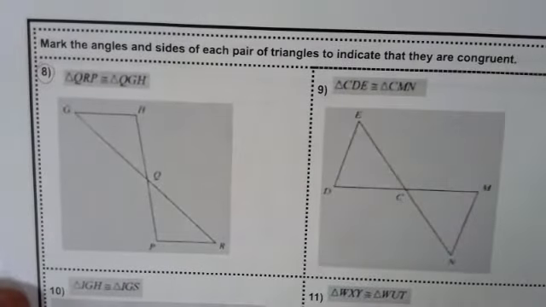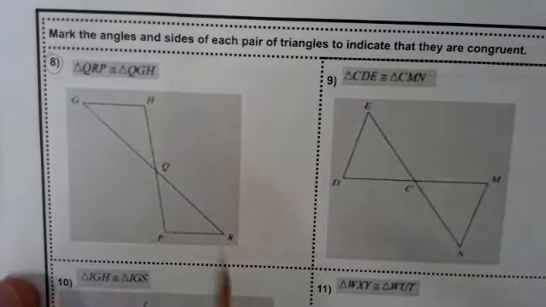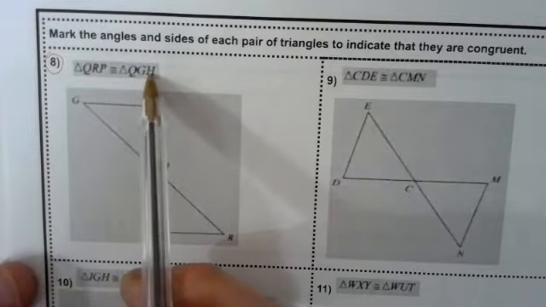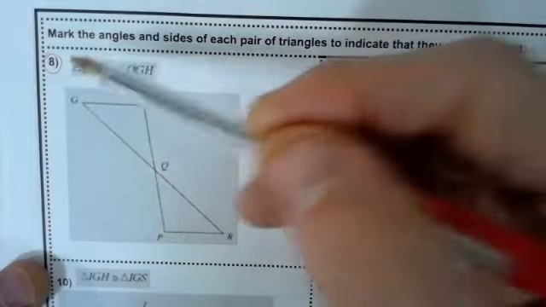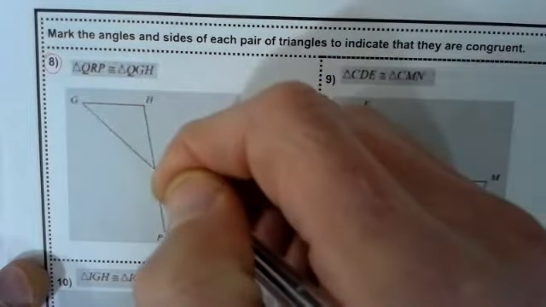We'll do number 8. Okay. Now, number 8, the instruction said mark the angles inside of each pair of triangles to indicate that they are congruent. So here we have QRP is congruent to QGH. Okay, so the first thing I'm going to do is I see that angle Q and angle Q are the same. They're going to be congruent to each other. And that means right here.